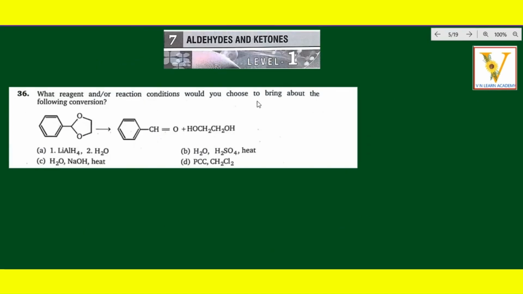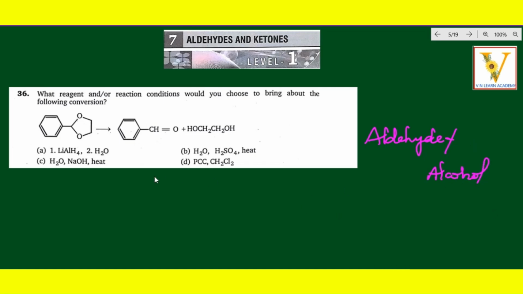What reaction condition would you choose to bring about the following conversion? See here, benzene along with an acetal. This compound which is attached to benzene, now you are getting the products: benzaldehyde and ethylene glycol, a dihydric alcohol and an aldehyde. So you are getting an aldehyde and an alcohol, two products.